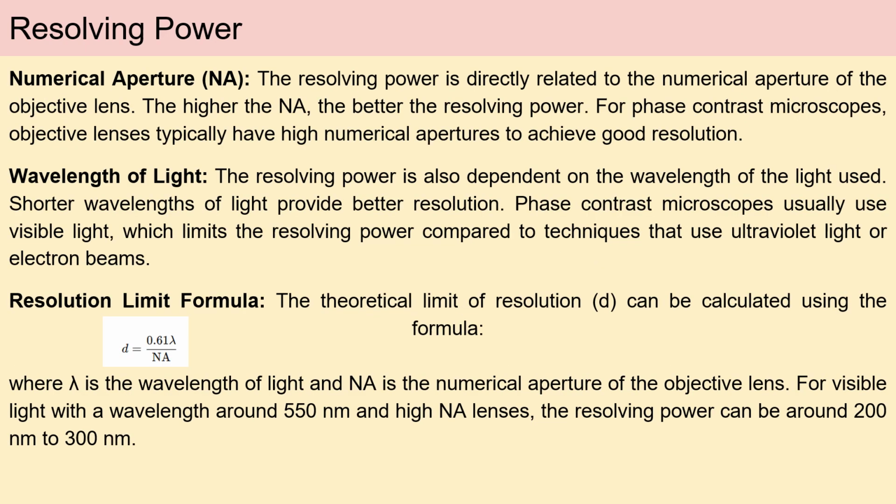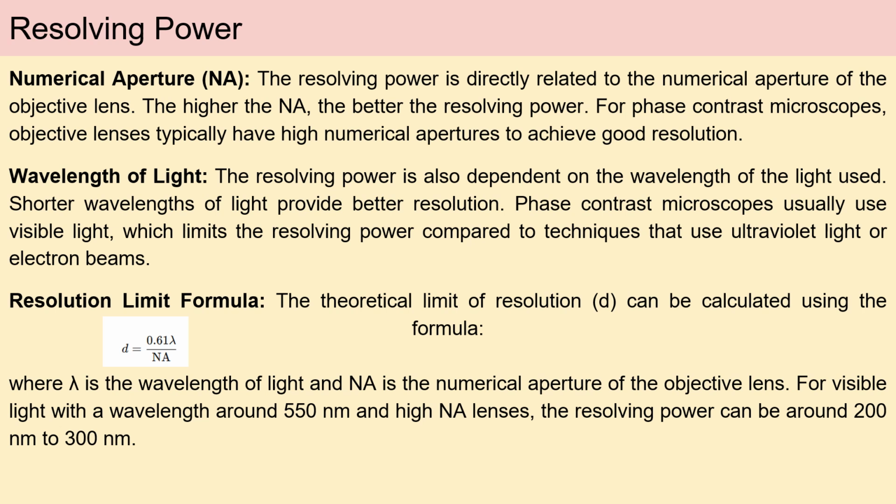Resolving power of the phase contrast microscope. The resolving power of a phase contrast microscope is crucial for distinguishing between closely spaced points in a specimen and is influenced by several factors. Central to this resolving power is the numerical aperture of the objective lens. A higher numerical aperture results in better resolution. Additionally, the wavelength of the light used for illumination plays a role. Shorter wavelengths offer improved resolution.